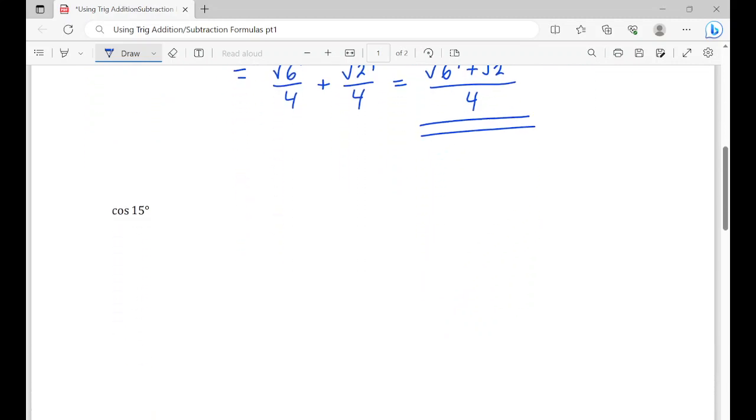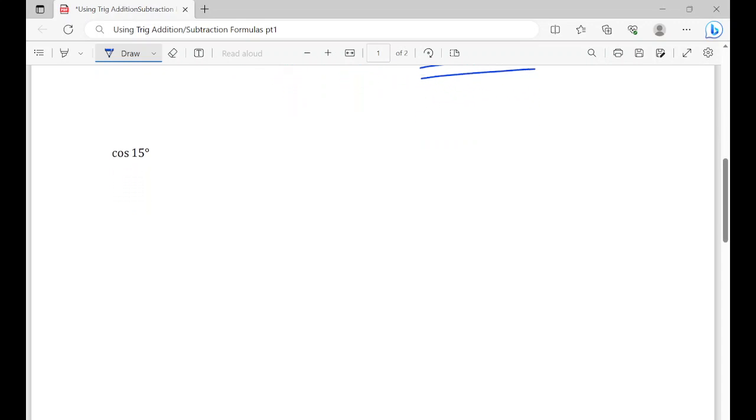Now let's do cosine of 15 degrees. Well, I gotta think, what could cosine of 15 degrees break down to? What could I get to get 15? Well, I can probably use the same two numbers before, except I'm going to subtract them. I can do 45 minus 30. That'll give me 15. So that's what I'm going to do. I'm going to do cosine of 45 minus 30.